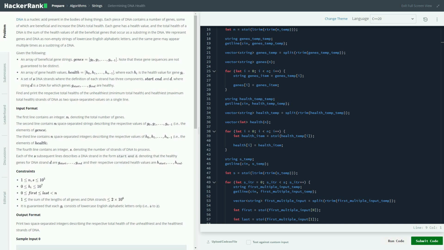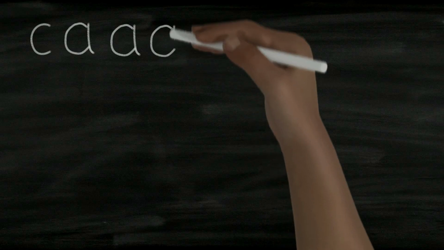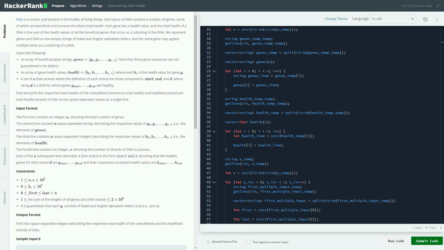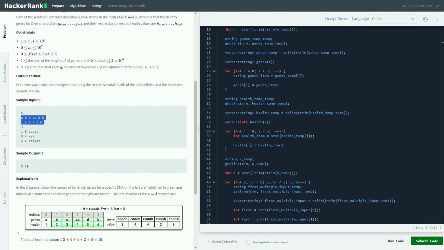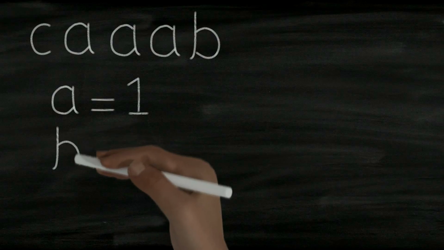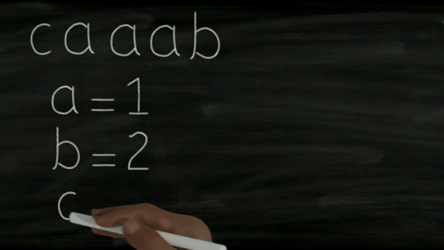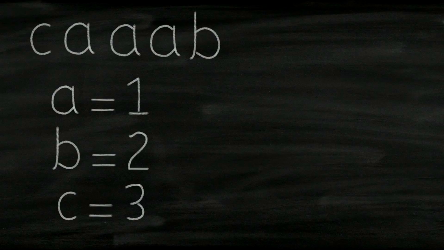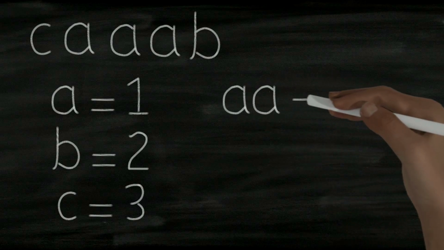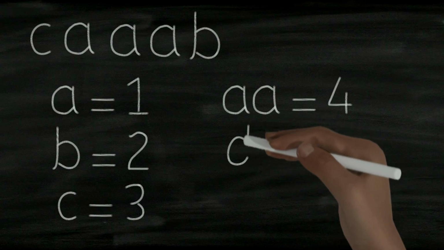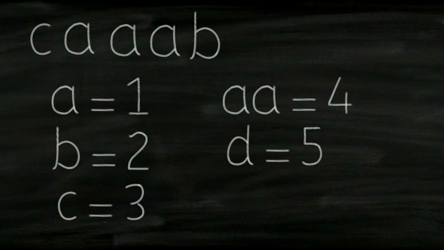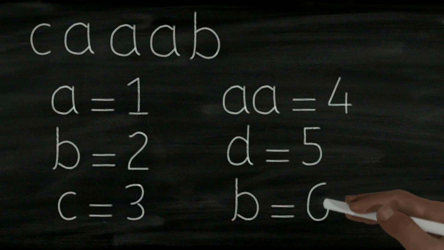So let's check out another problem from Hackerrank. We can abstract this problem into this. So we have a string like that, C, A, B. That's the one from the example. And we have a dictionary of values. So we have got A equal 1, B equal 2, C equal 3, and A equal to 4, D equal to 5, B again equal to 6.